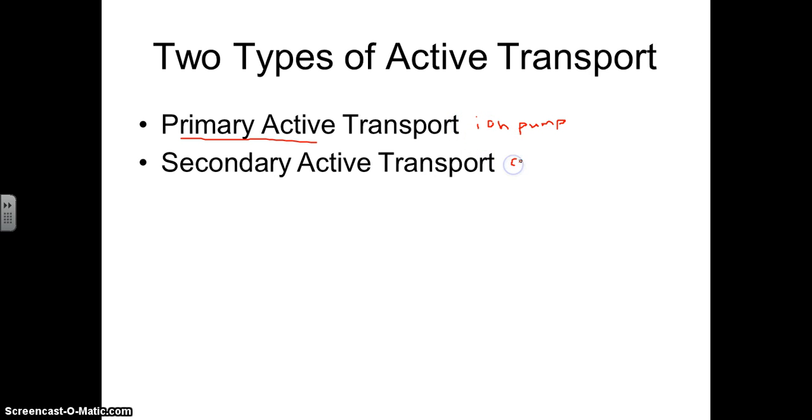Transport, which takes me forever to write, but here would be the word transport. You should really refer to them as the ion pump and co-transport. We're going to look at the ion pump first, and then we're going to look at co-transport second.